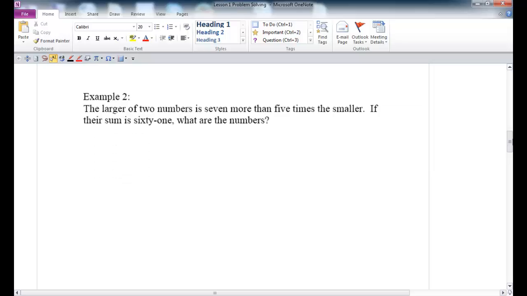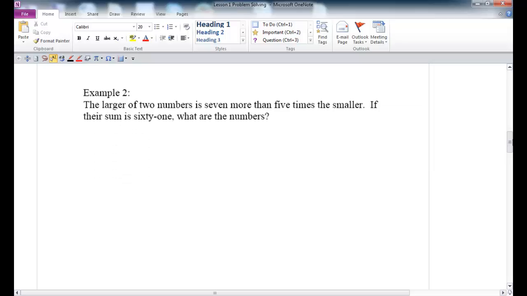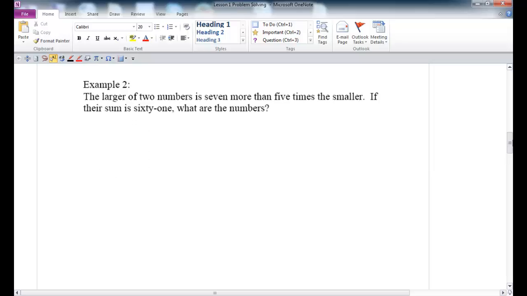You have a read through and think about this one, and then I'll start. You can pause the video to have a think about it. The larger of two numbers is 7 more than 5 times the smaller. If their sum is 61, what are the numbers? All right, so here's one where the let statements at the beginning become very useful. We've got 2 numbers here.